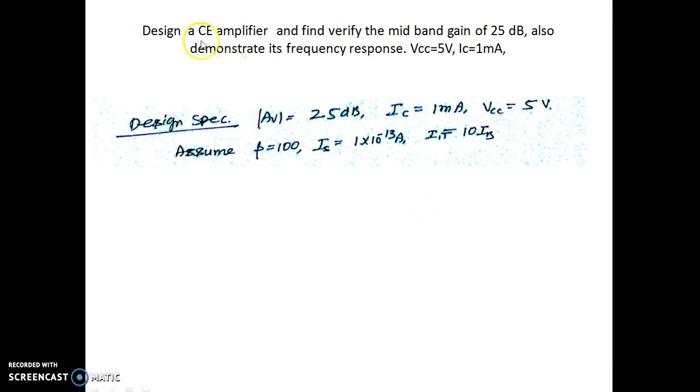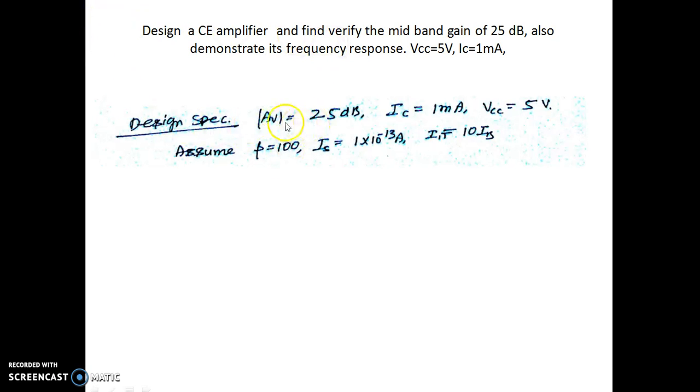Now this is another amplifier. Design a CE amplifier and verify the mid-band gain of 25 dB. Also demonstrate its frequency response. So we are asked to design a CE amplifier for 25 dB gain, and we are also asked to demonstrate the frequency response. So we have to change the frequency of the input signal from a low frequency to high frequency. We have to see how the output changes.